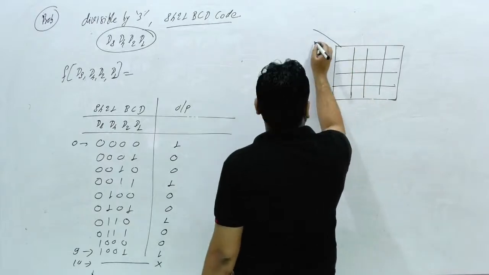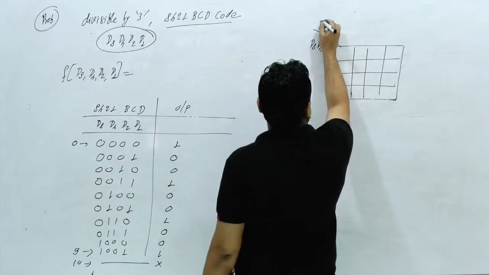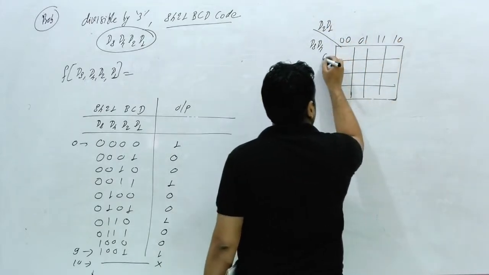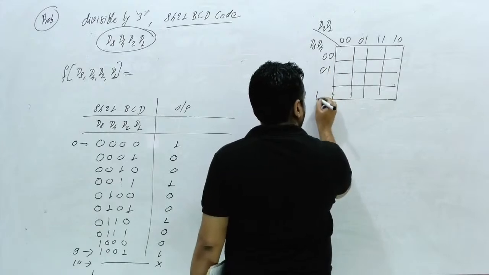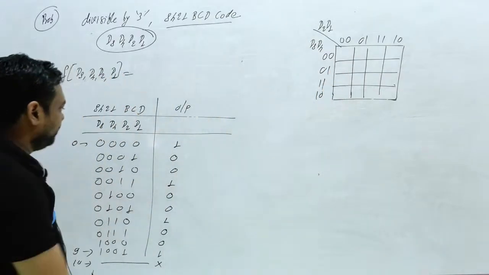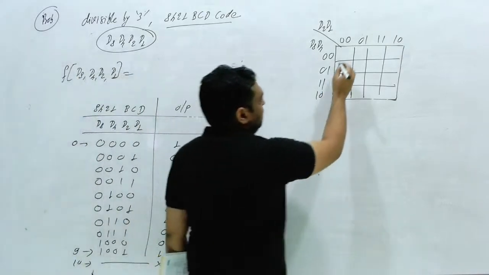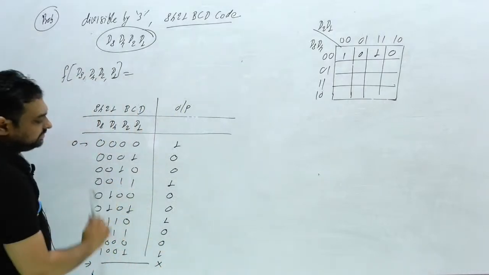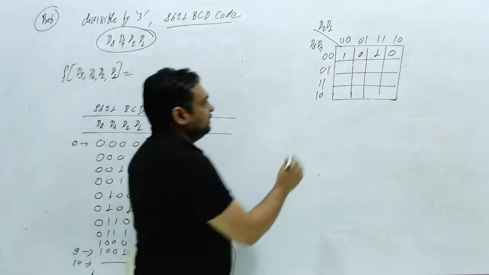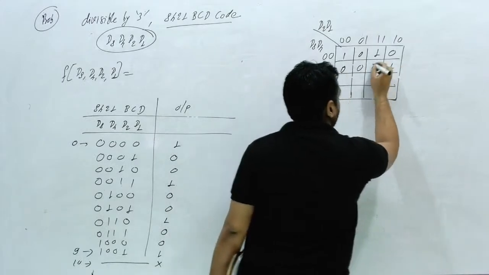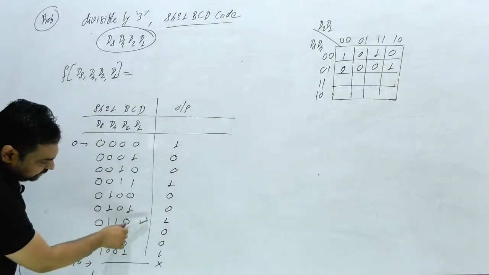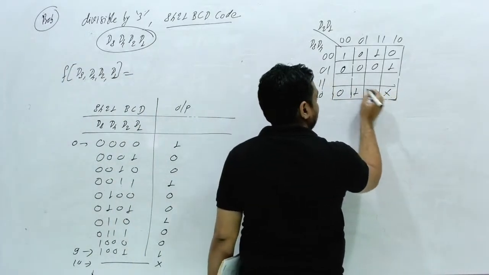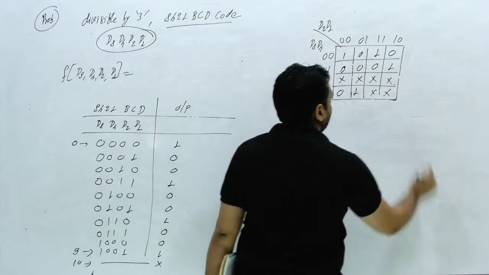Like this, by using K-map. And this is nothing but D8, D4, this is D2, and this is D1. This is 00 01 11 10, and this is 00 01 11 10. Now you can put 1 0 0 1. What will be the next data? Next is 0 0 1 0. What will be the next? 0 0 1 0 0 1. Don't care. This is 0 1. This is don't care. This is don't care. This is don't care. This is don't care. This is don't care. And this is don't care.